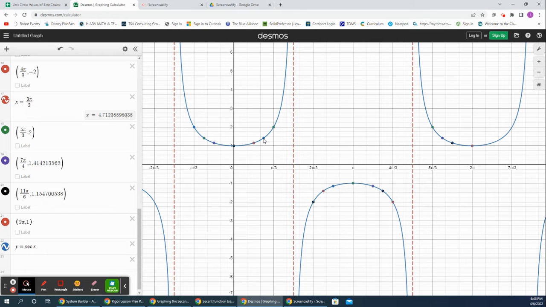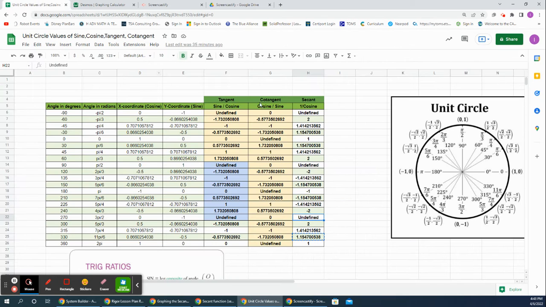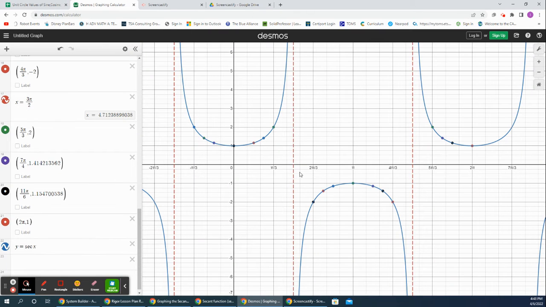So now you know why our secant function looks the way it looks, because we generated these values by doing 1 divided by cosine. Okay?